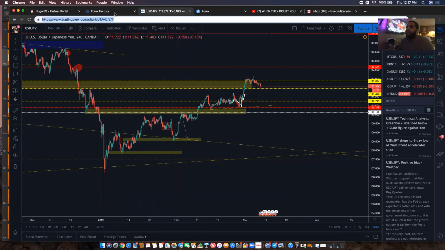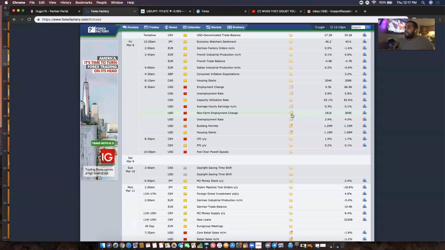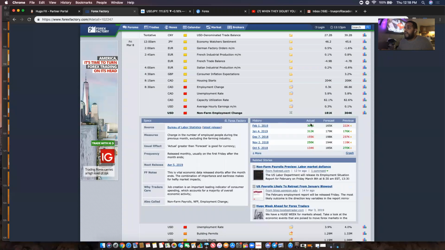On top of that, let's go ahead and look at what happened last month with the NFP. Last month, the actual number was higher than the forecasted number. So see here the usual effect. Actual greater than forecast is good for currency. So we got to understand. If that report comes out, it's a high impact news, red folder, right? And the forecasted number, let's say in this case is 181. And tomorrow the report comes out and it's above 181, then we would understand why the market went up for the US dollar pairs.